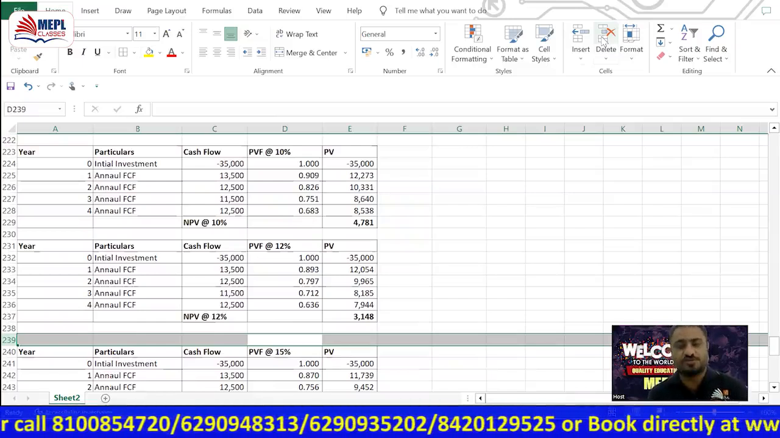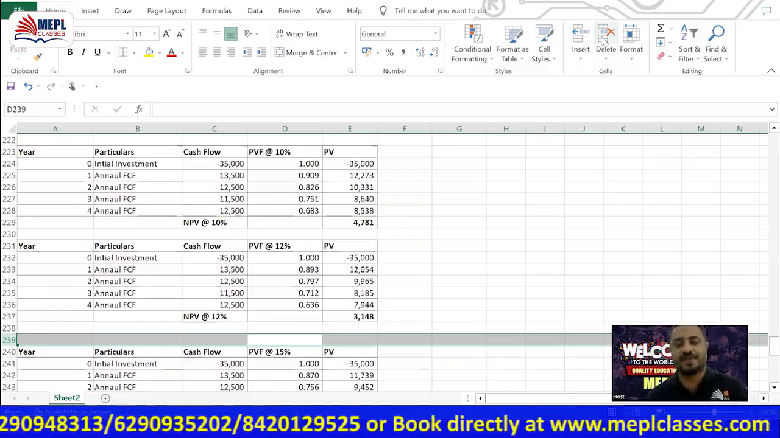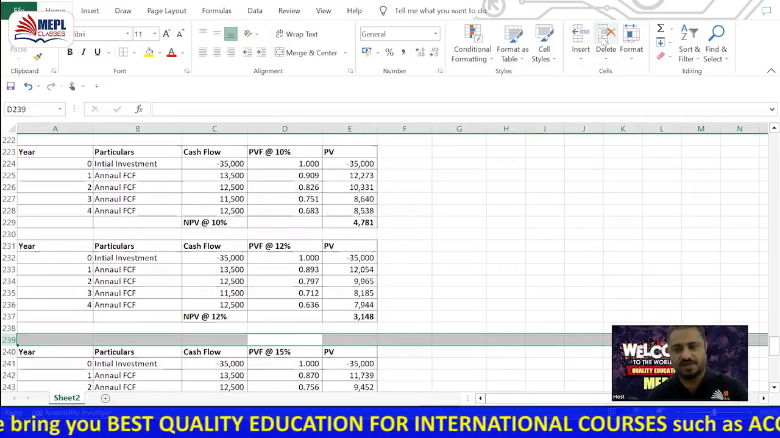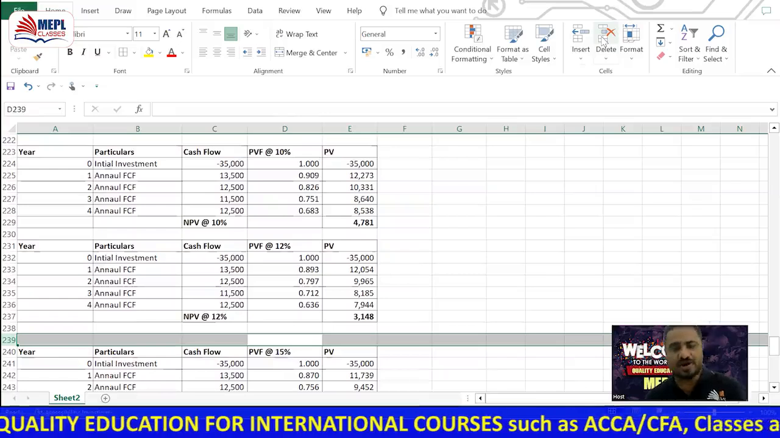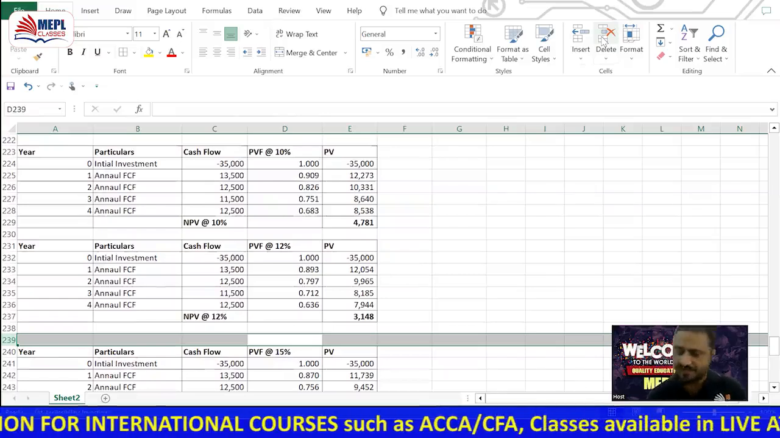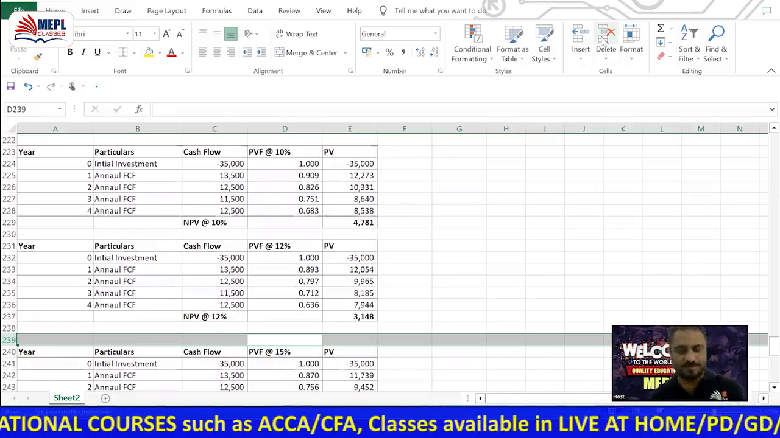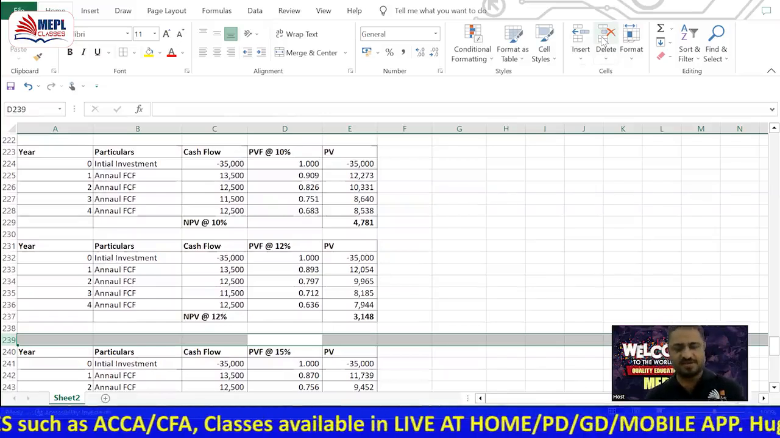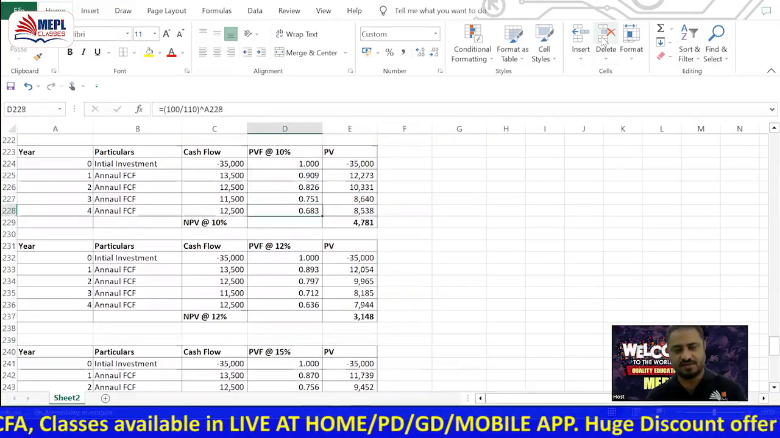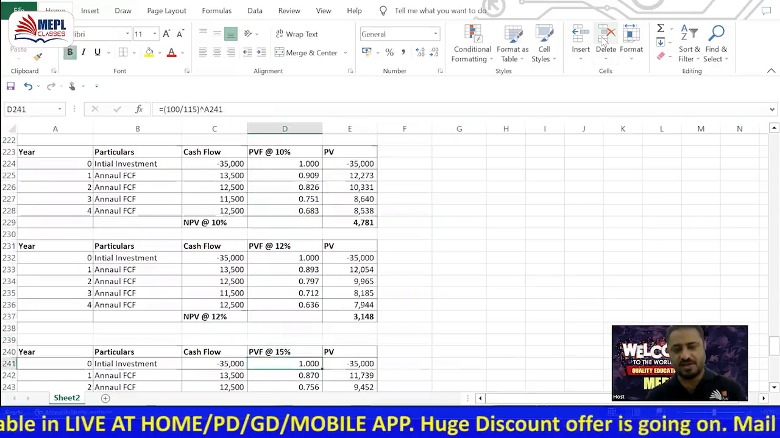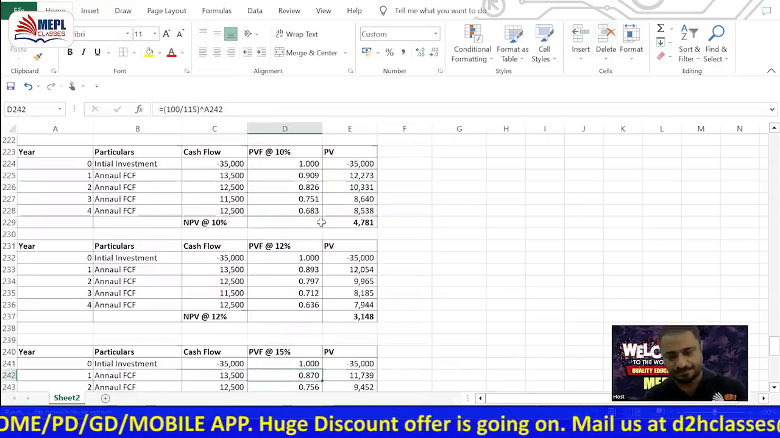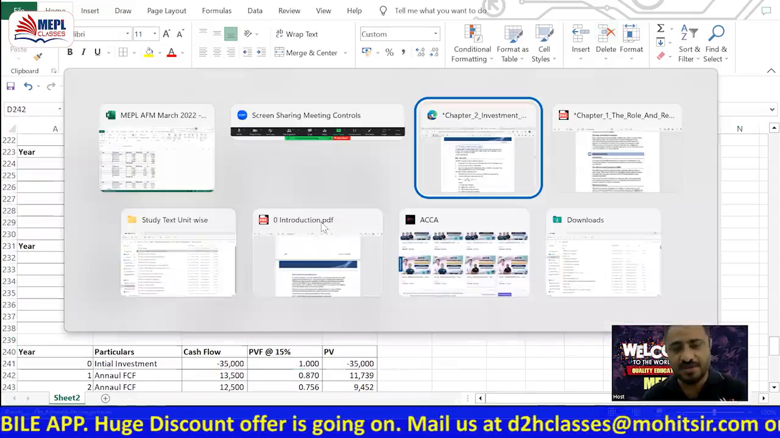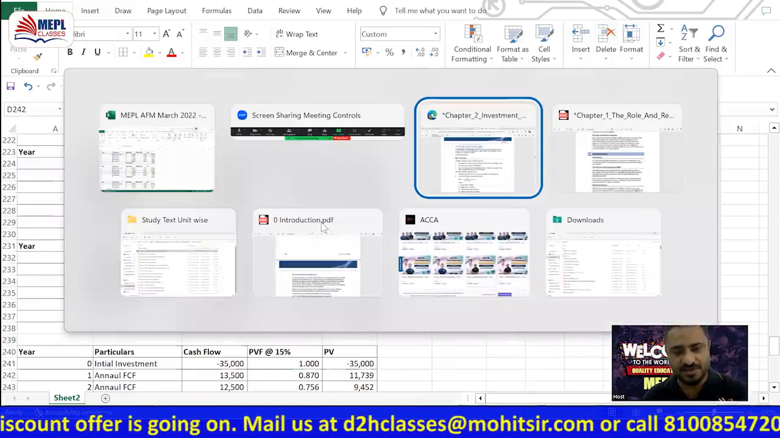So this NPV method has limitations. You can't work out the NPV at a different rate for different people. But one thing is understood: as my rate increases, the NPV keeps decreasing. Are you getting this point?